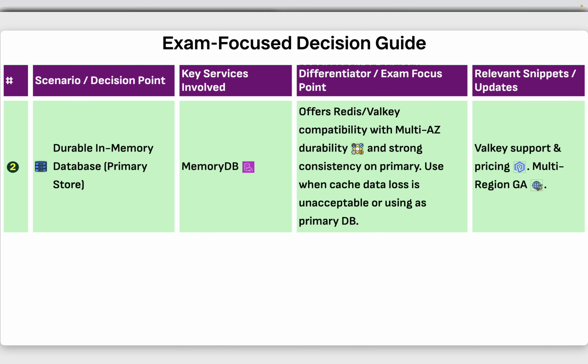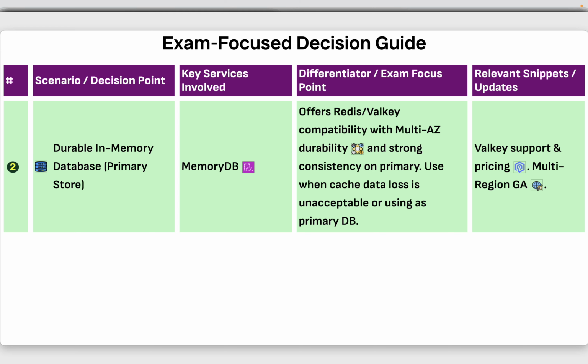Next one, if the scenario or the decision point is a durable in-memory database and primary storage should be used as a primary store, then the key service that you have to choose is MemoryDB. It offers Redis Valkey compatibility with multi-AZ durability and strong consistency on primary. Used when cache data loss is unacceptable or when using it as a primary DB.